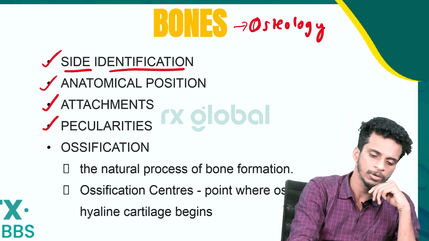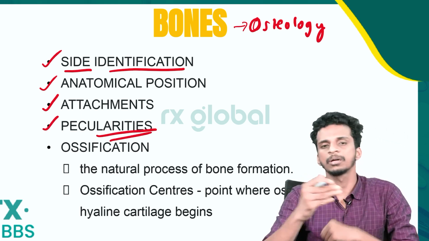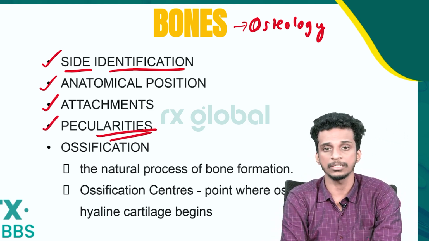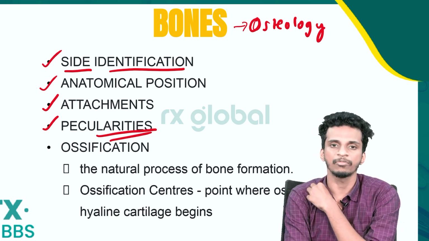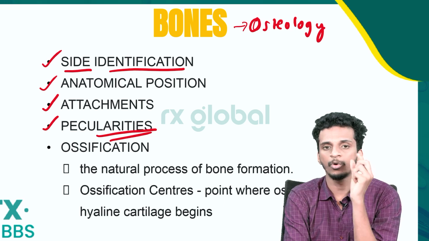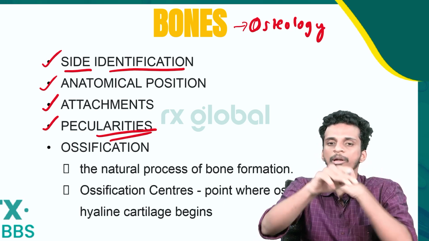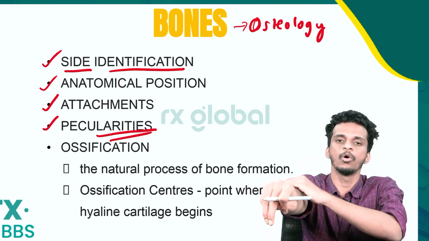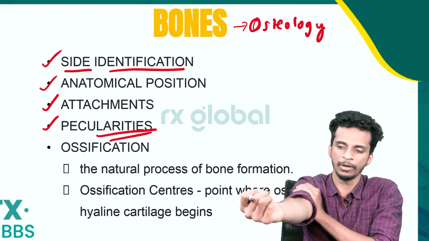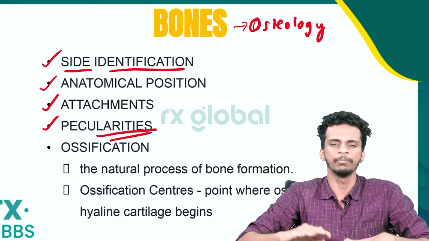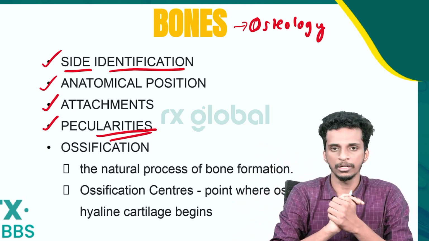Now, some bones have certain peculiarities. For example, we have already discussed that the patella is a sesamoid bone. So it's a peculiarity of the patella. And the clavicle, what's the specialty of the clavicle? The clavicle is the only long bone that lies horizontally. All other long bones lie vertically. My humerus, radius, ulna, femur, tibia, and fibula, all those bones lie vertically.